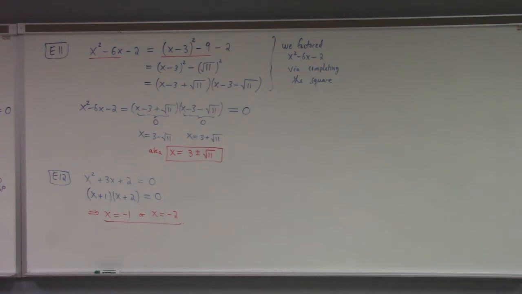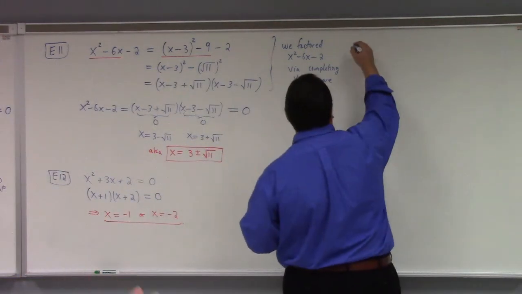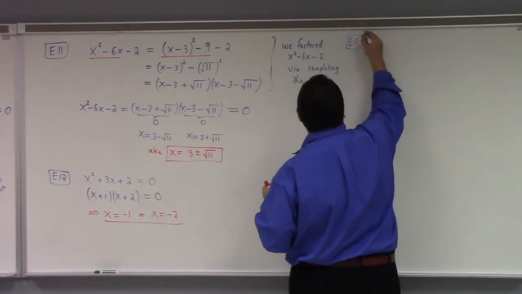So one way we can use completing the square to solve it is by factoring, like I did in example 11. The other way we could use completing the square to solve it is sometimes called, let me use the same language as your homework, the square root property. Your book sometimes calls it that. All right, so I'll show you what I mean by that. So here's example 11 revisited.